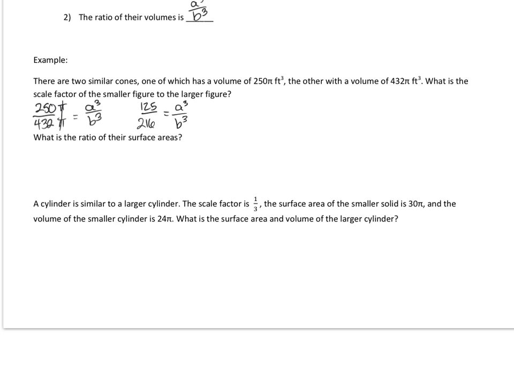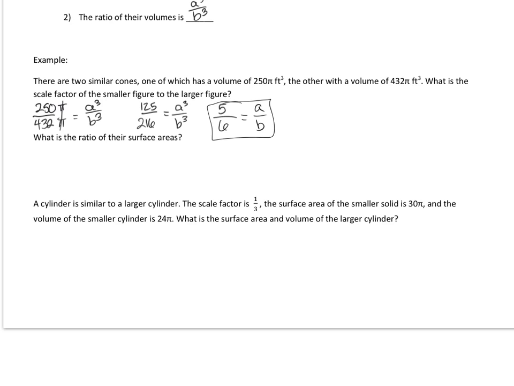Now I ask myself, what number cubed gets me 125 and what number cubed gets me 216? Well, 125, when I take the cube root of that, I am going to get 5. And 216, when I take the cube root of that, I am going to get 6. So 5 over 6 is a over b. So the scale factor of the smaller figure to the larger figure is 5 over 6.